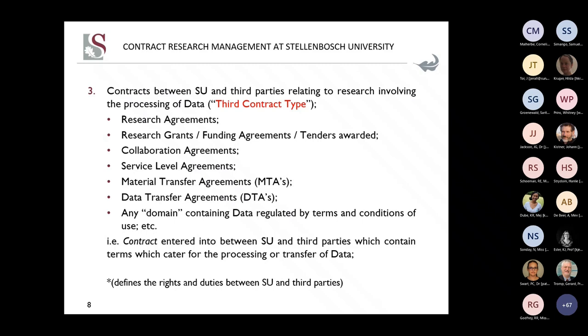So there are a few prevalent agreements that come to mind, and you'll see there are quite a vast array, and they include most of the agreements that we draft at the Research Contracts Office. There are research agreements or grants and funding agreements and tenders, all of which may contain certain terms and conditions that regulate the processing of data, the collaboration agreements, and as far as you want to exchange some of this data with collaborators at other research institutions, service level agreements, and as far as you might want to house your data that has been collected with a specific service provider for purposes of your research project.